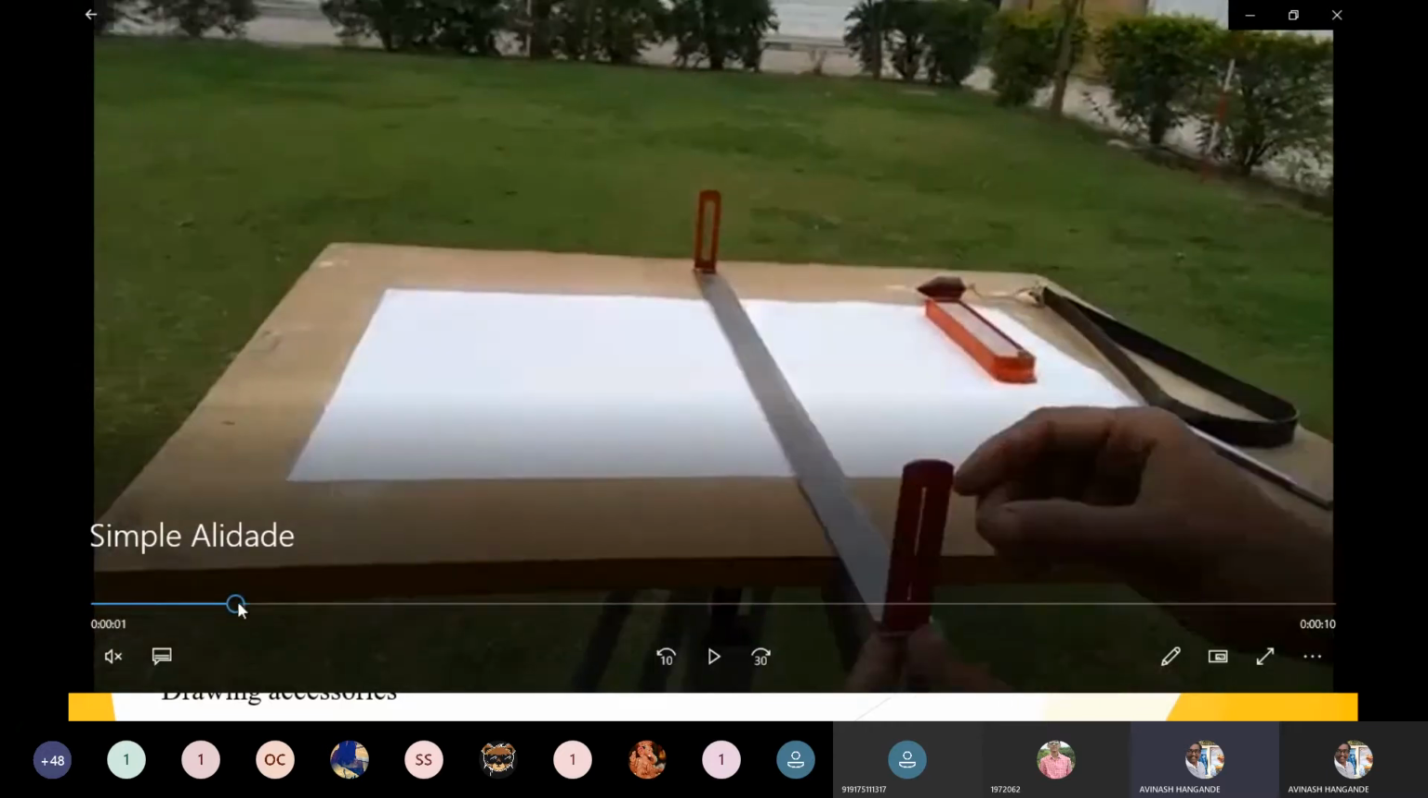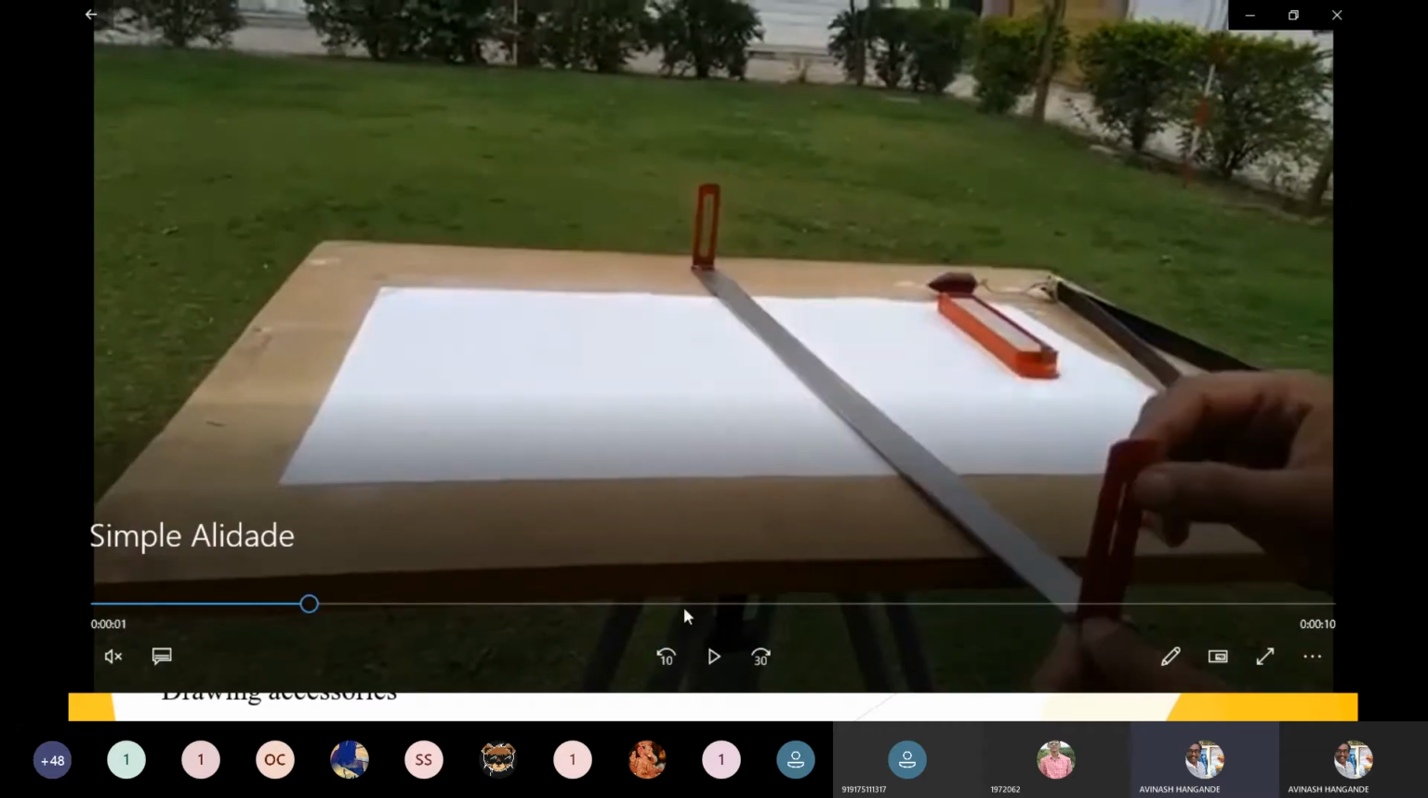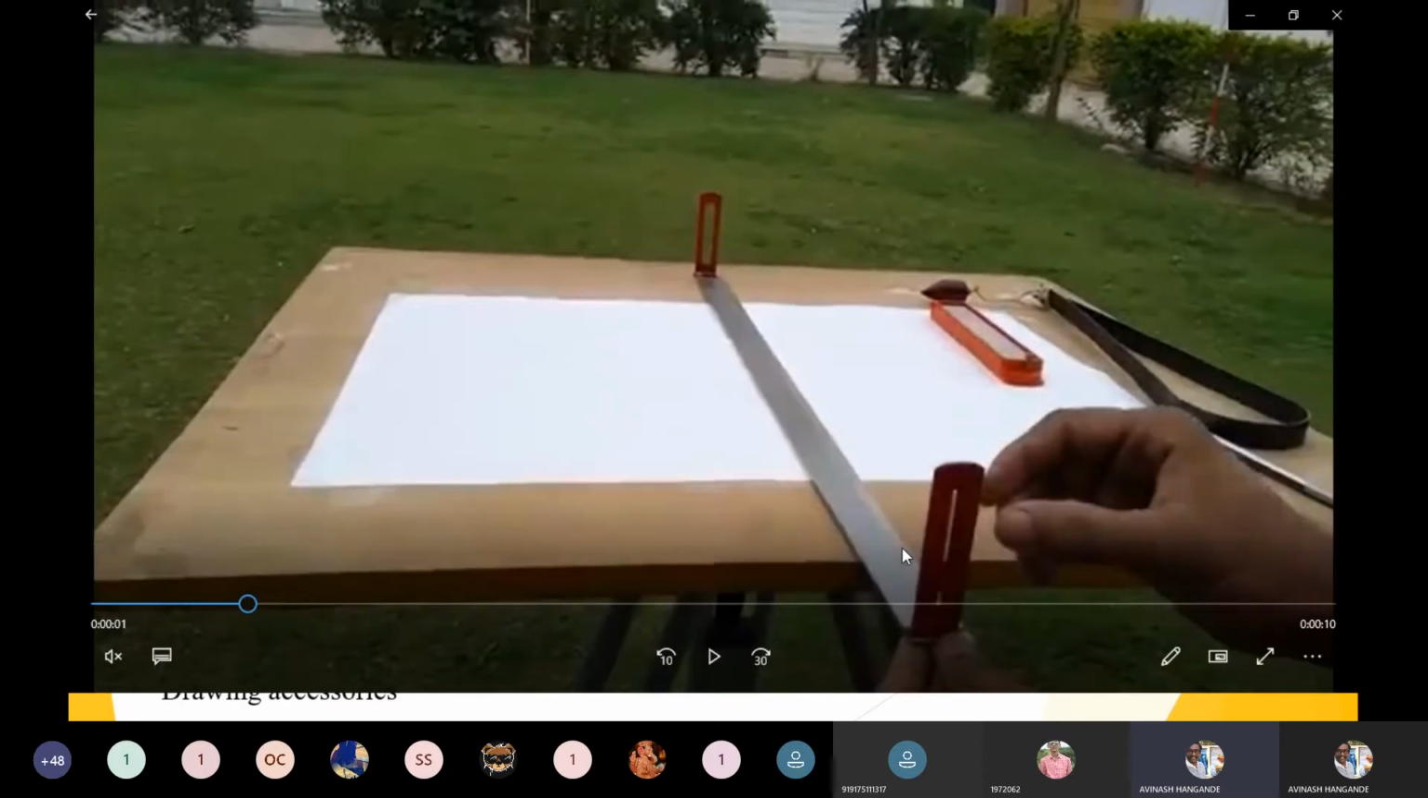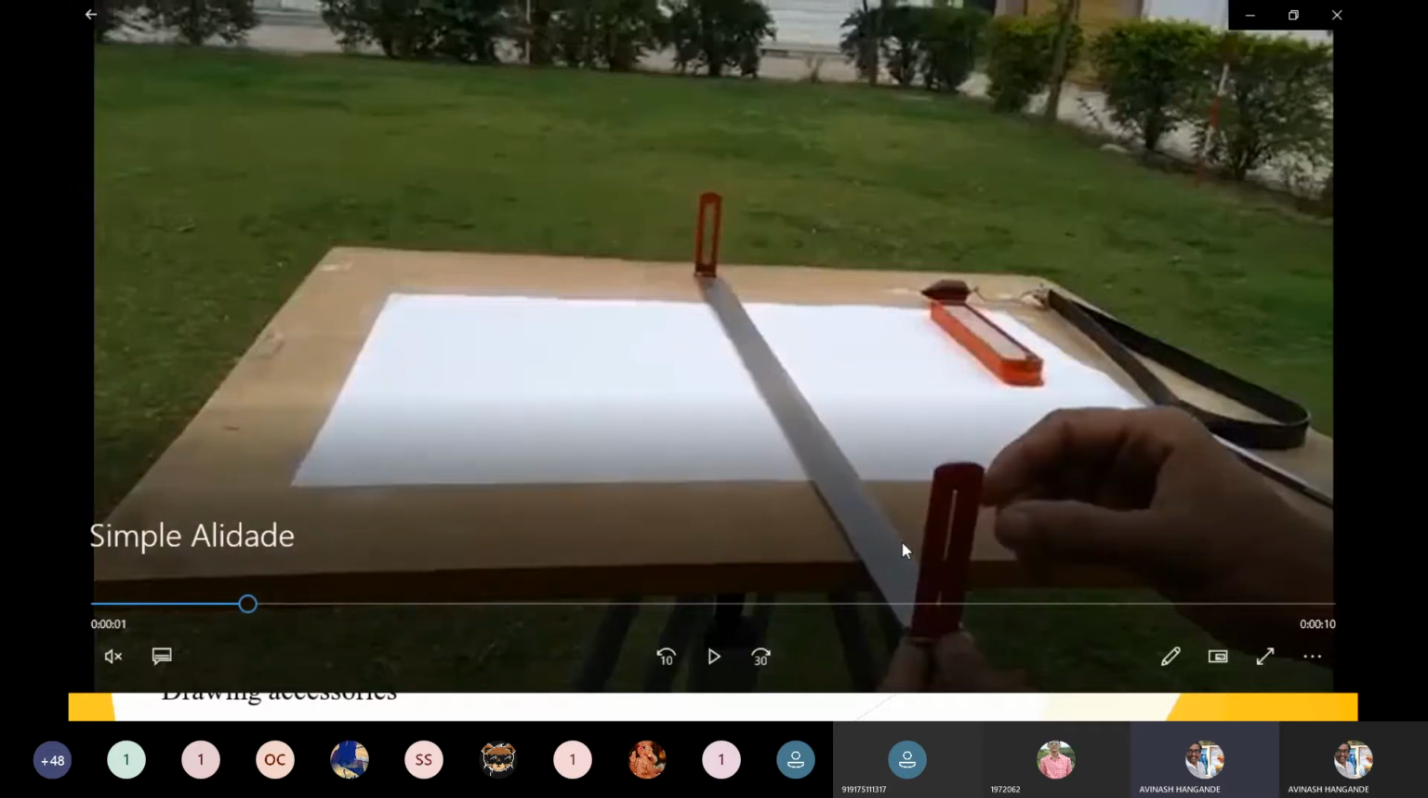Also, you can see here that one edge is beveled. Everyone has a ruler with themselves. You can observe that the edges of the ruler are not straight, so the edges are somewhat beveled.